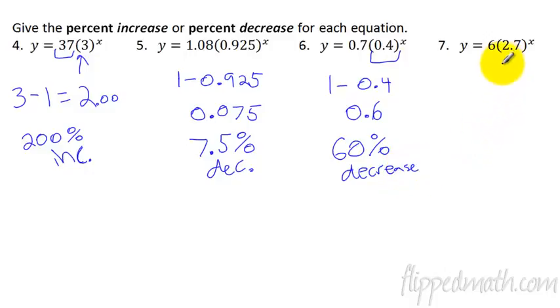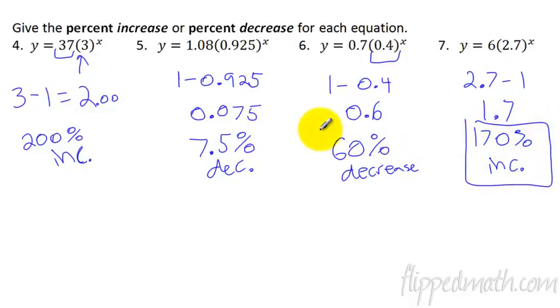And last one, 2.7. So this is above the number 1. How far above the number 1 is it? Well, I'll take 2.7 and subtract 1 from it. 2.7 minus 1 gives you 1.7. That's how far above the number 1 it is. And then move the decimal twice, and you get 170% increase. All right, so there's our final answers on these things.